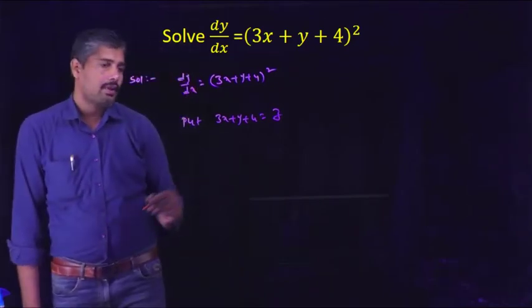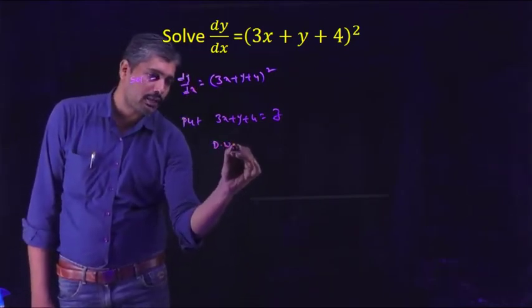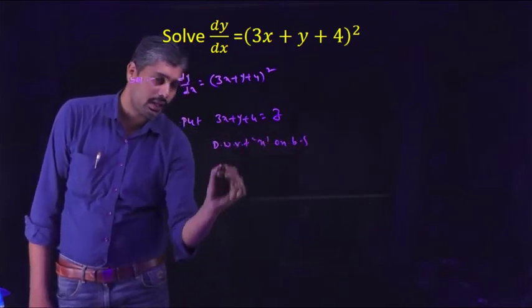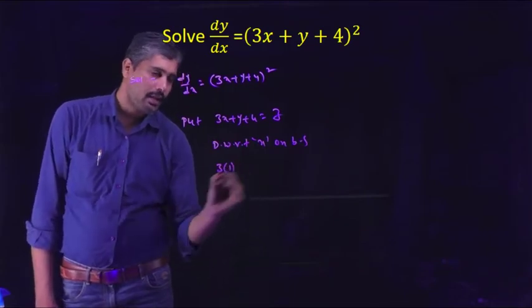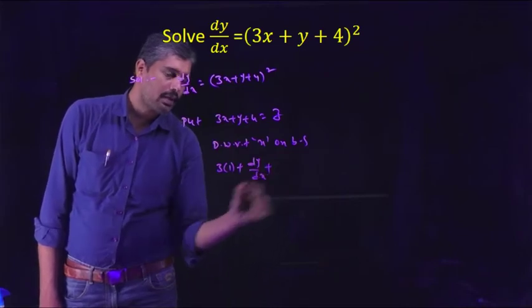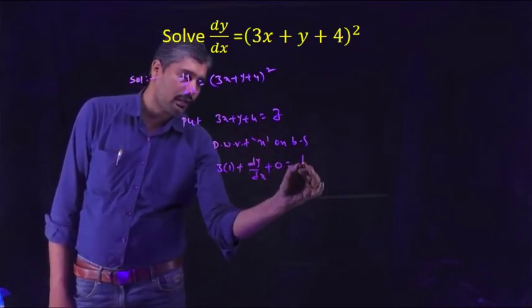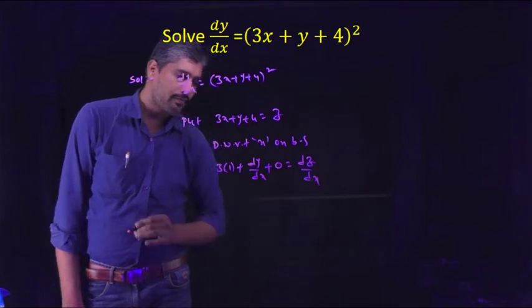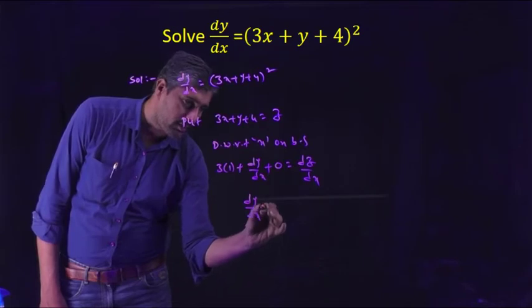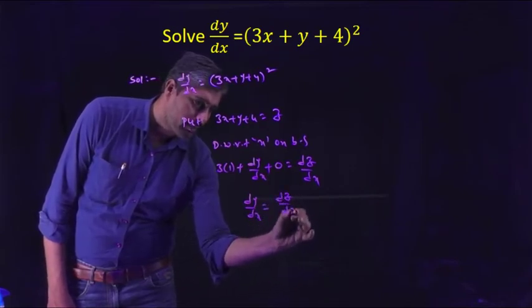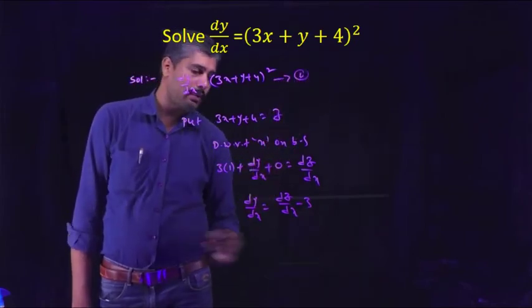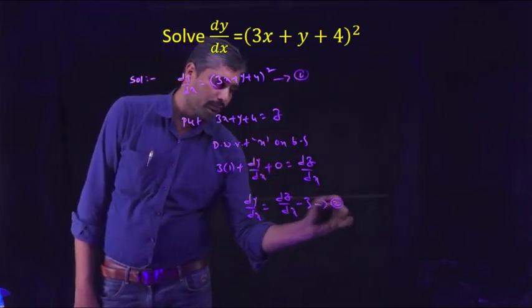Then take the derivative with respect to x on both sides. Then we get 3 into the derivative of x, which is 1, plus, with respect to x we are differentiating, the derivative of y is dy by dx. The derivative of a constant is 0, that equals dz by dx. Right? We get dy by dx equal to dz by dx minus 3. This is equation number 1, and this is equation number 2.